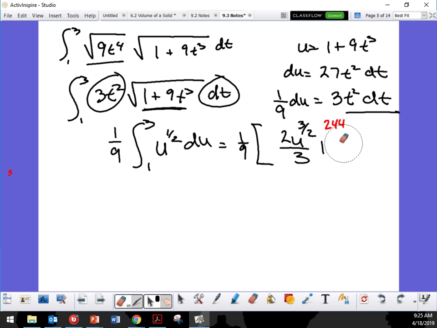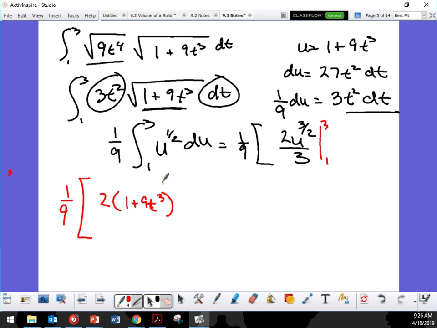Okay, I lied. I don't want that. At least you can use the calculator. Okay, so what do we say? Said 1 and 3. Oh yeah, 1 and 3 is a lot better. Okay. All right. 1/9 bracket 2 times (1 plus 9t cubed) to the 3/2. Yes. There we go. All right.